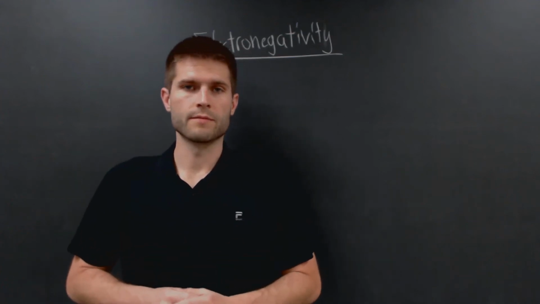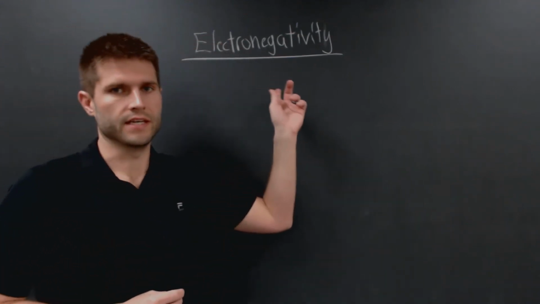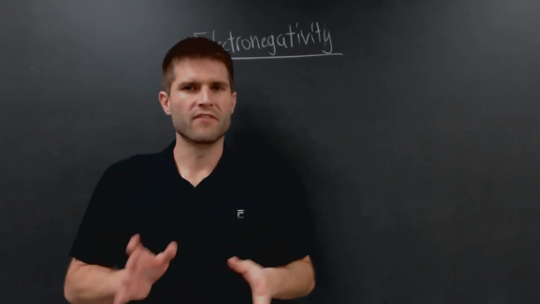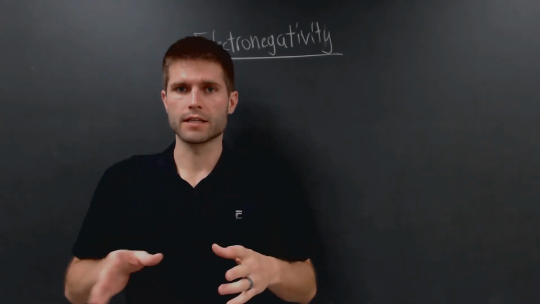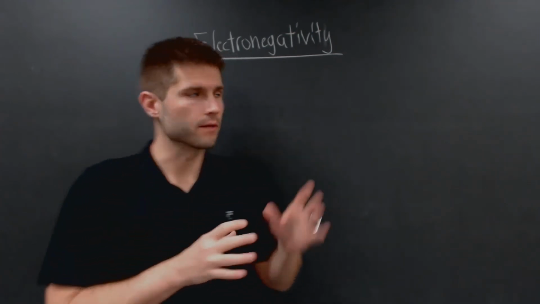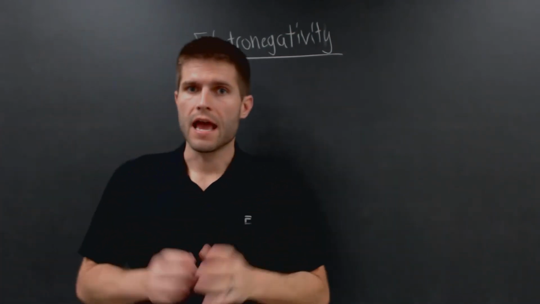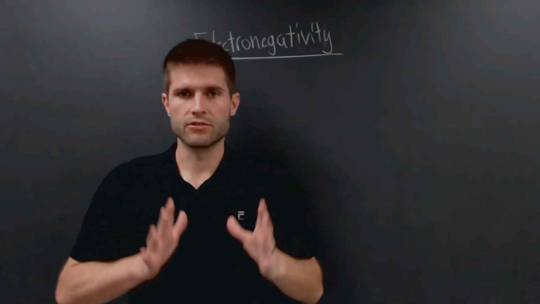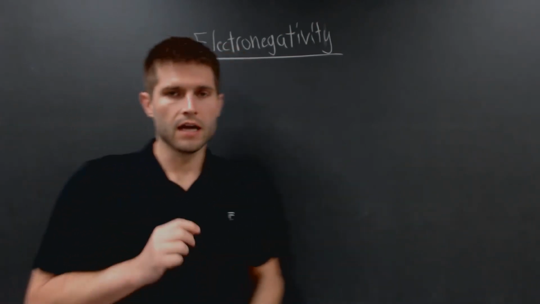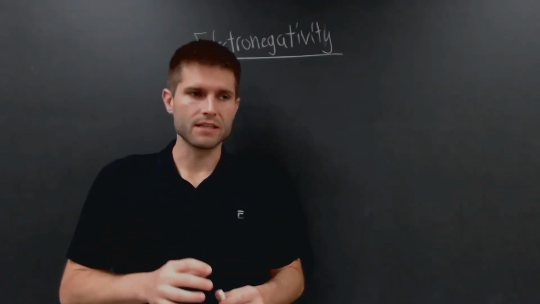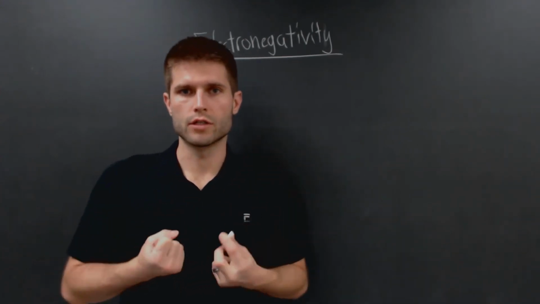Hello, in today's video we're going to be talking about electronegativity and what sort of ramifications an element's electronegativity has on a molecule or a certain bond. For right now we're going to be looking at a certain bond, and then we're going to see what this electronegativity does to that. So, what is electronegativity? Electronegativity is an element's ability to draw electrons closer to it.